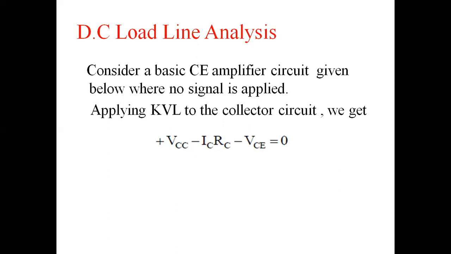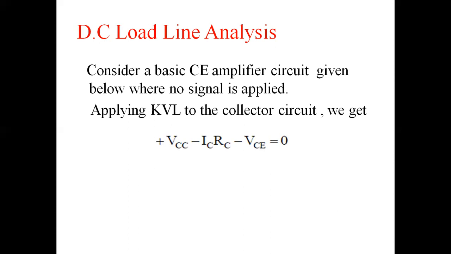So the first one is DC load line analysis. For this, we need to consider a common emitter transistor circuit, when no signal is applied to its base terminal. For DC load line analysis, there should not be any AC signal connected to the base of the transistor. That is the required condition to analyze the DC load line. Therefore, DC conditions prevail in the circuit.